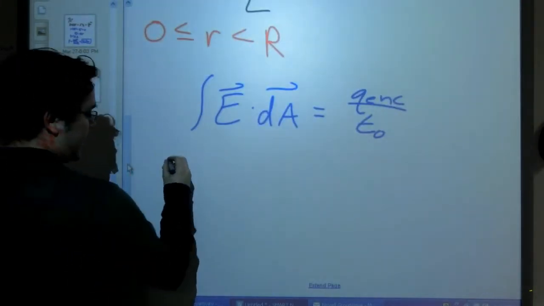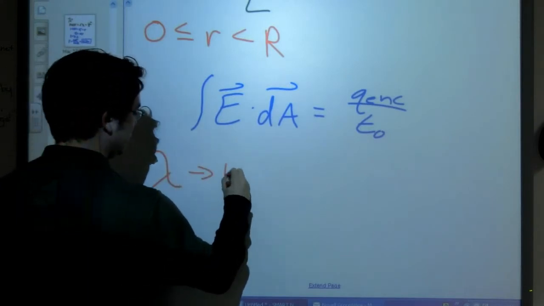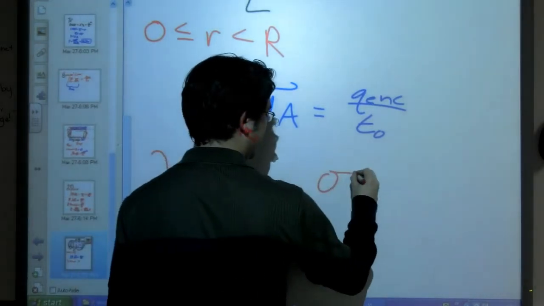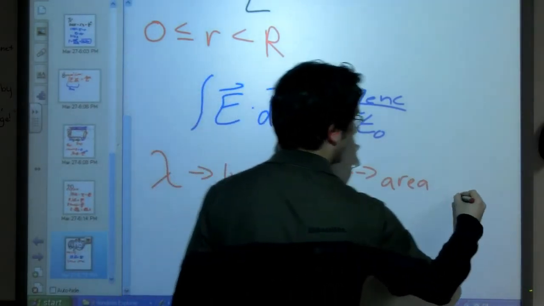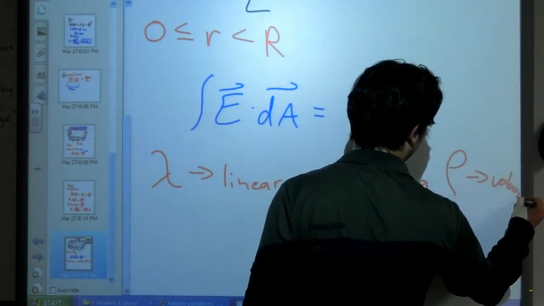I mentioned, I showed you guys that we have lambda for a linear distribution. We have sigma for a distribution over an area. And we have rho for a volume, for a density, right?